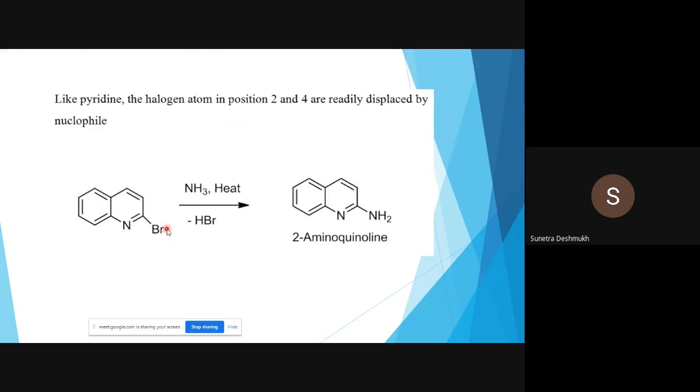This is bromoquinoline, 2-bromoquinoline, on treatment with ammonia and heat, with elimination of HBr. We have to replace this bromine with an NH2 group. So in this way, we can get 2-aminoquinoline. These are the nucleophilic displacement reactions.